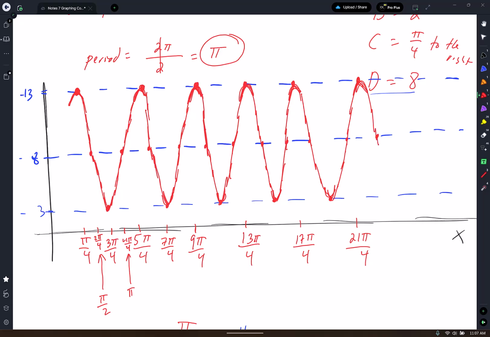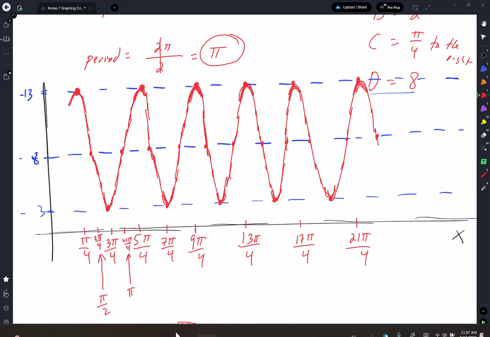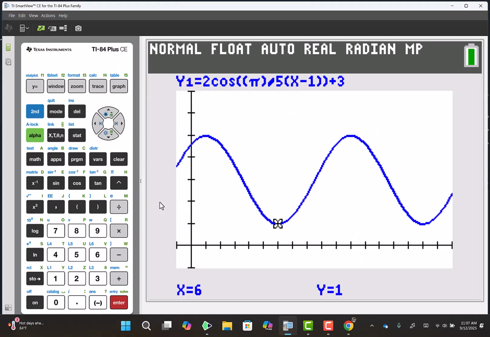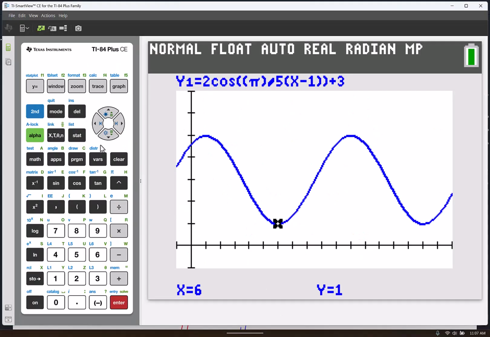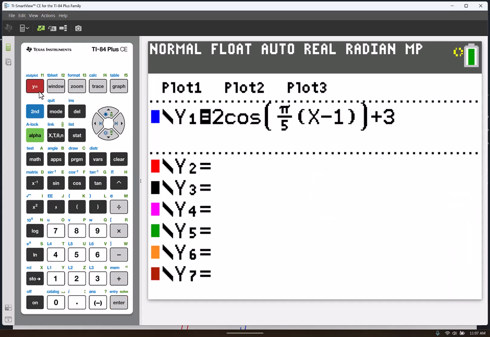And there it is. How do you guys feel? All right, let's check it. Let's just check it, see how we did. So I'm going to click on calculator. How do I check it? What do I push? Y equals. This is why I love these calculators, guys.